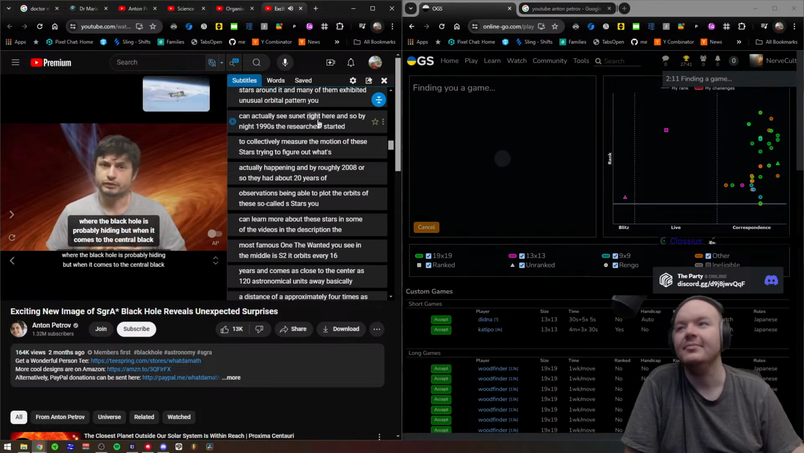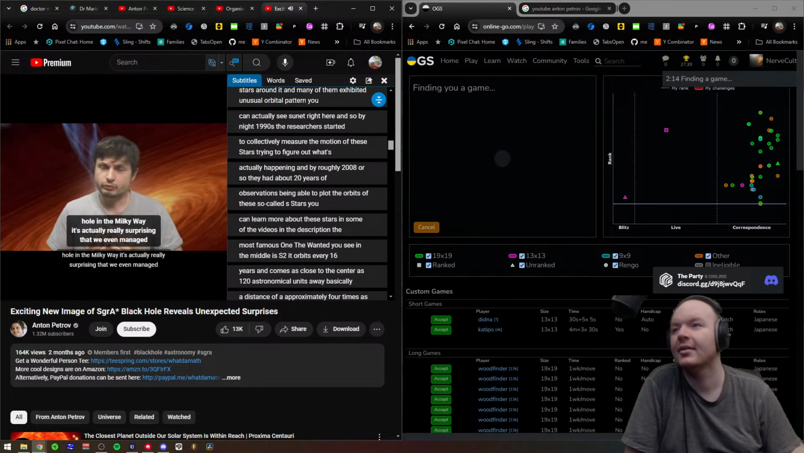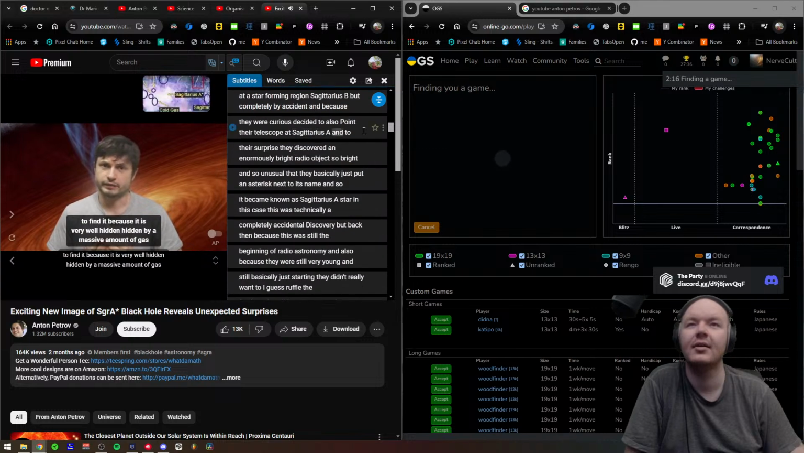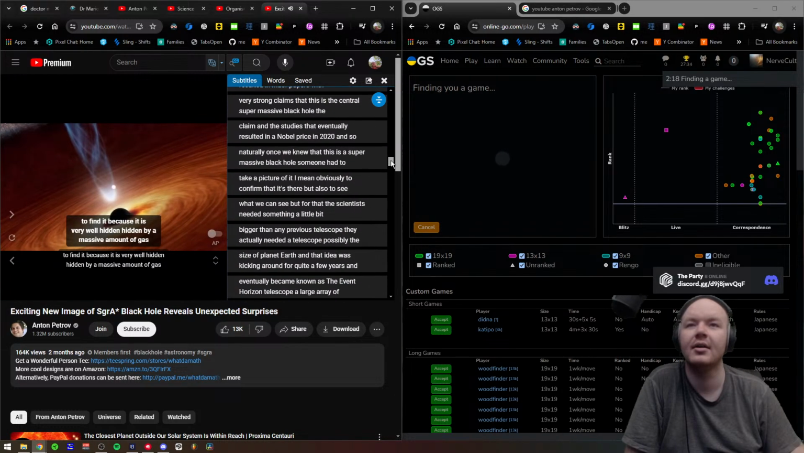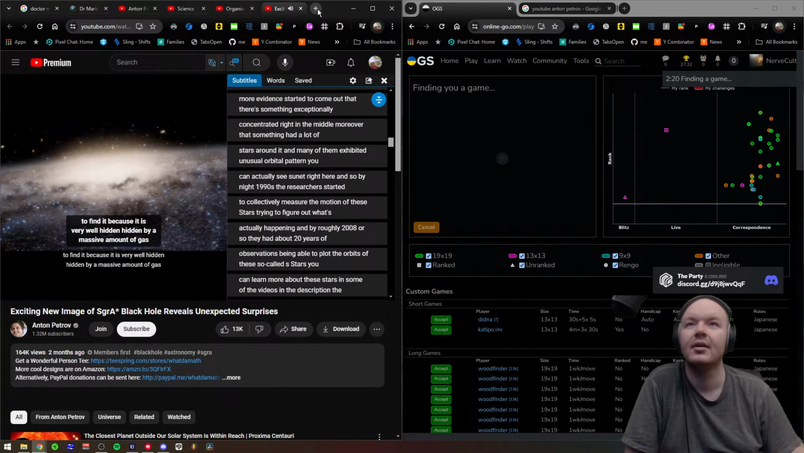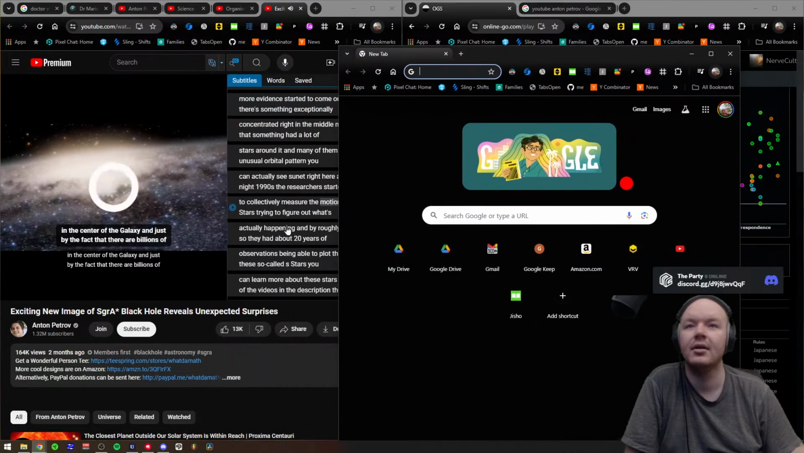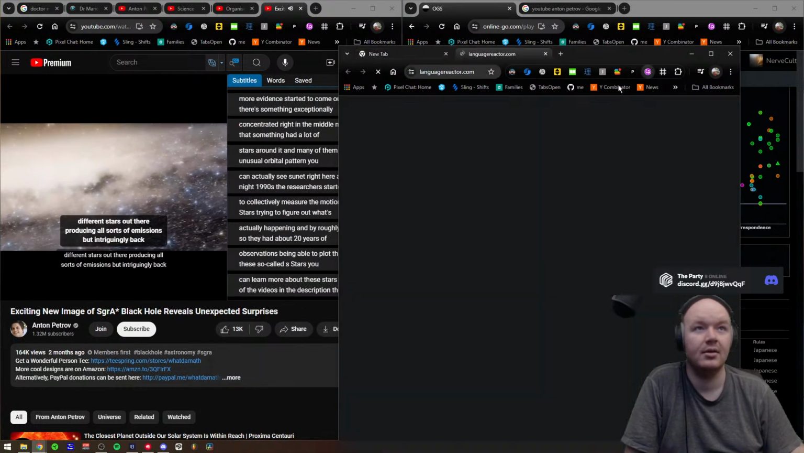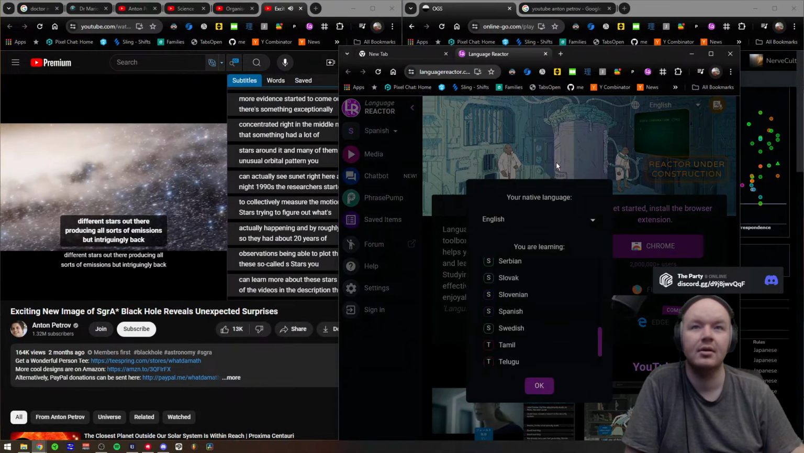But when it comes to the central black hole in the Milky Way, it's actually really surprising that we even managed to find it, because it is very well hidden. Hidden by a massive amount of gas in the center of the galaxy, and just by the fact that there are billions of different stars out there producing all sorts of emissions.